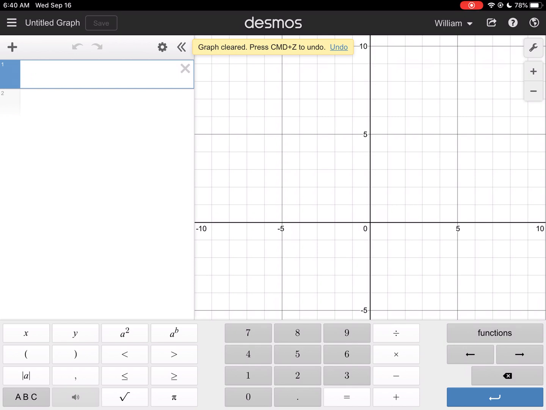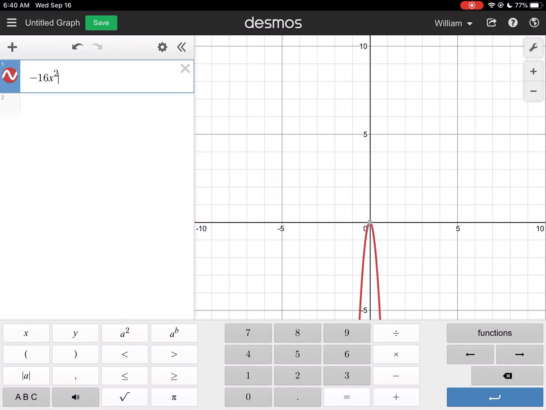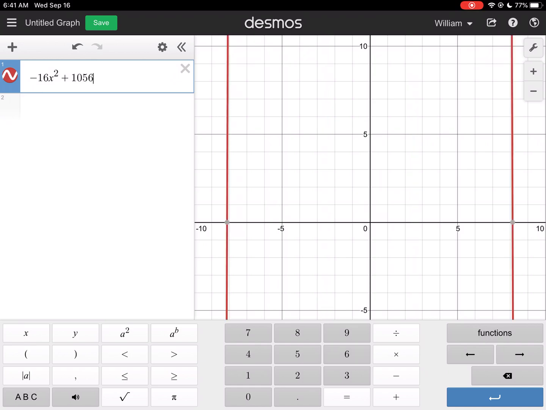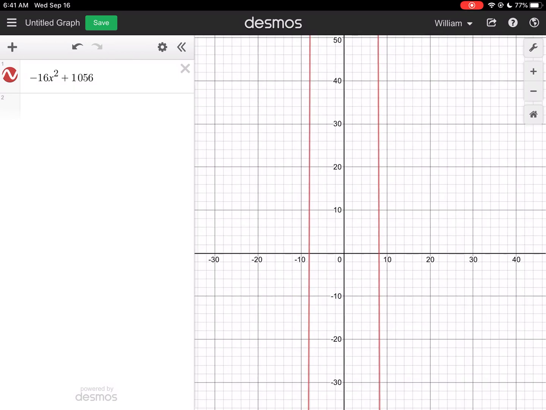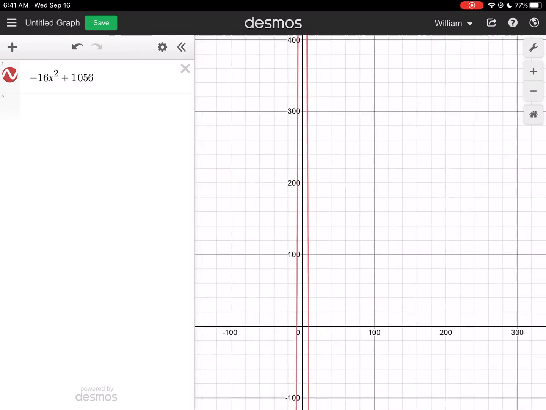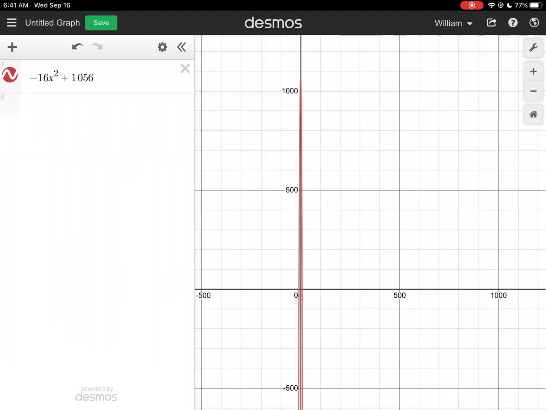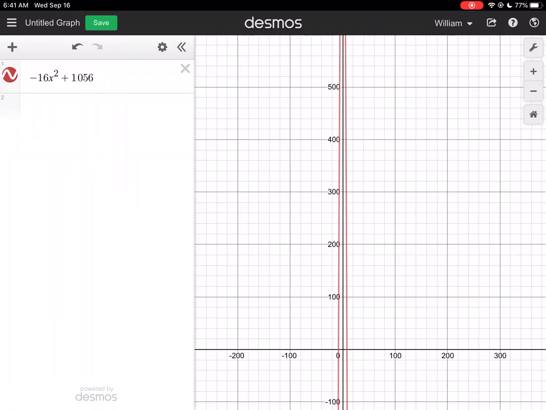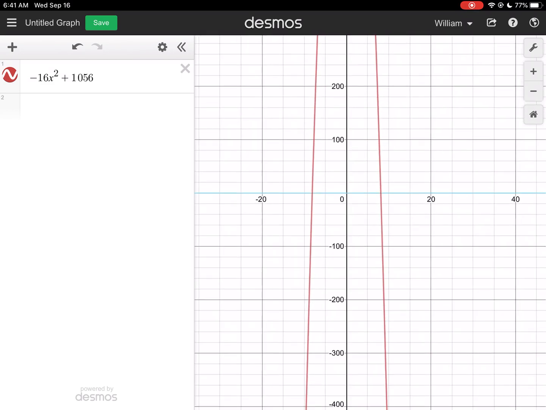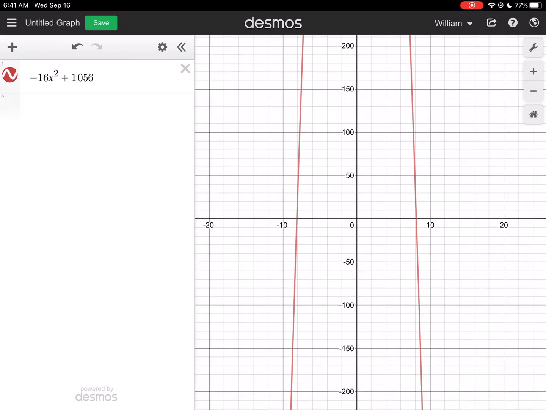So we're going to say negative 16x squared plus 1056. Now notice we get this parabola. It's a sad looking parabola because the leading coefficient is negative. This would be the height of the bridge. That makes sense, 1,056. It crosses the x-axis twice. It crosses it at negative 8.1 and positive 8.1 because it's symmetric.